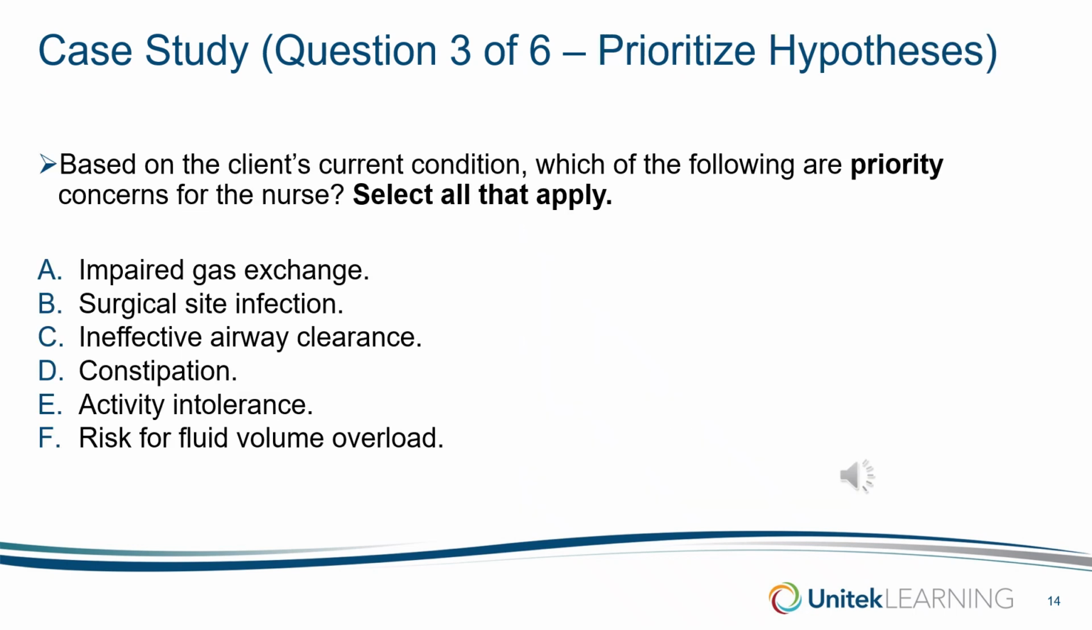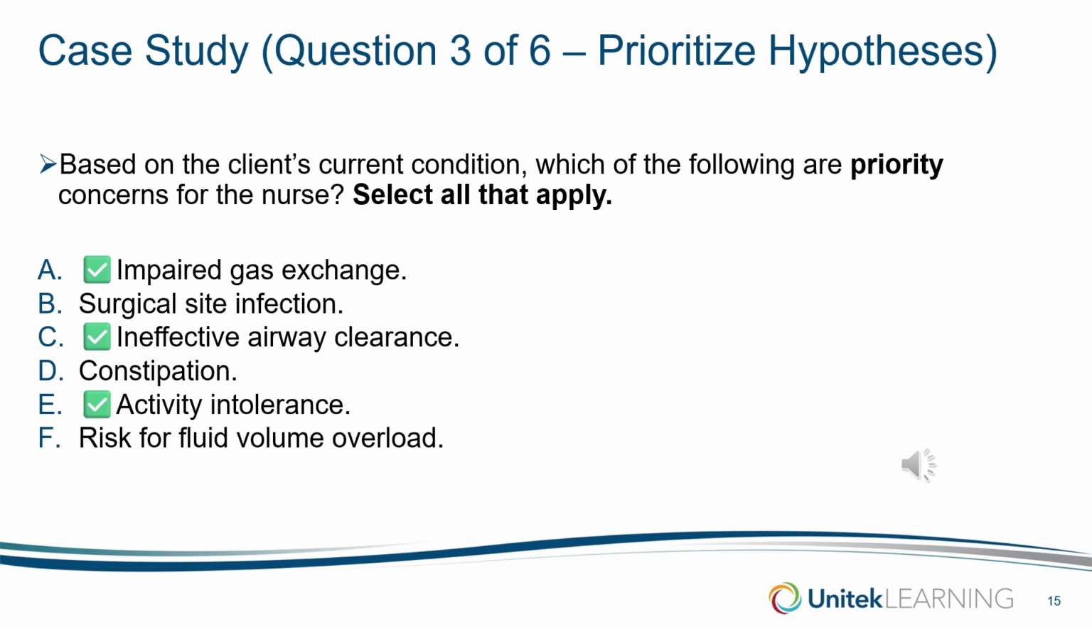Step 3 of the clinical judgment measurement model is prioritizing hypotheses. Here we must ask ourselves which concerns are most urgent. In this particular question, we are asked to identify priority concerns based on the client's current condition. This is a select all that apply item. You may pause the recording while you determine your answers before moving on.